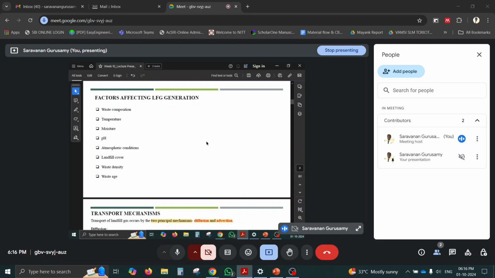Waste age again governs, because as the time increases, the anaerobic condition will prevail, and again it will go to the maturation phase. Okay.